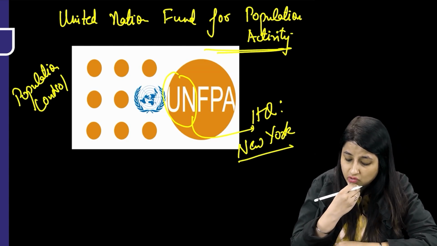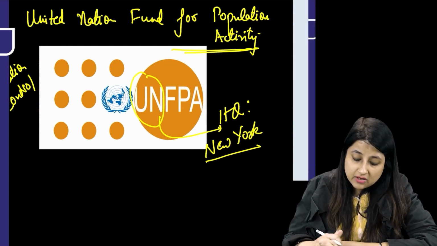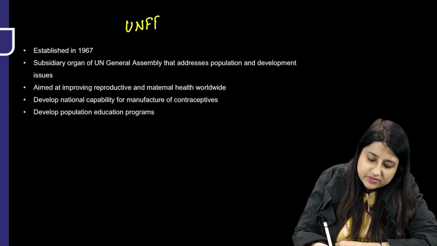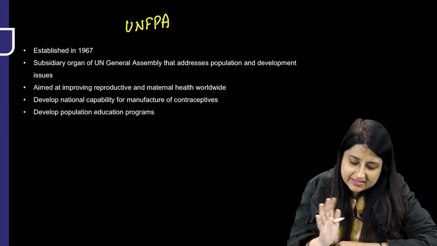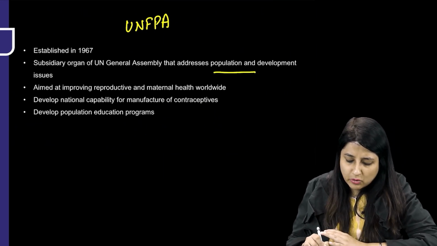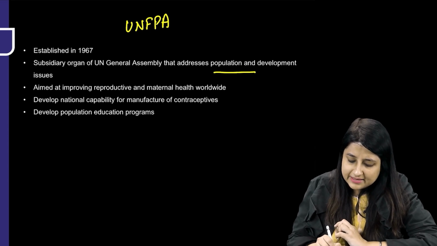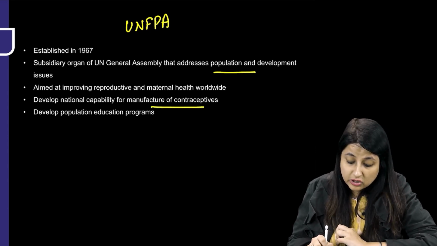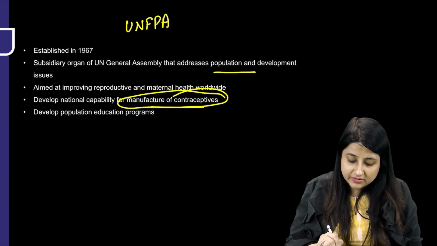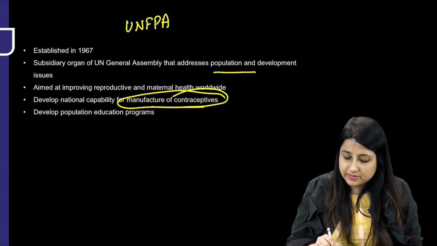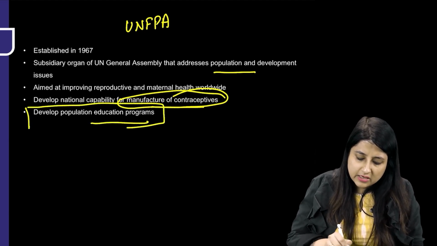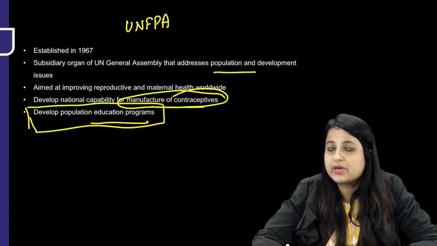Please have a look at the logo. It's very specific. UNFPA was framed in 1967. It's a subsidiary organ of the United Nations. It's addressing the population growth. Like I said, it develops nations' capability to manufacture contraceptives aimed at improving reproductive and maternal health, and it's also developing population education programs.